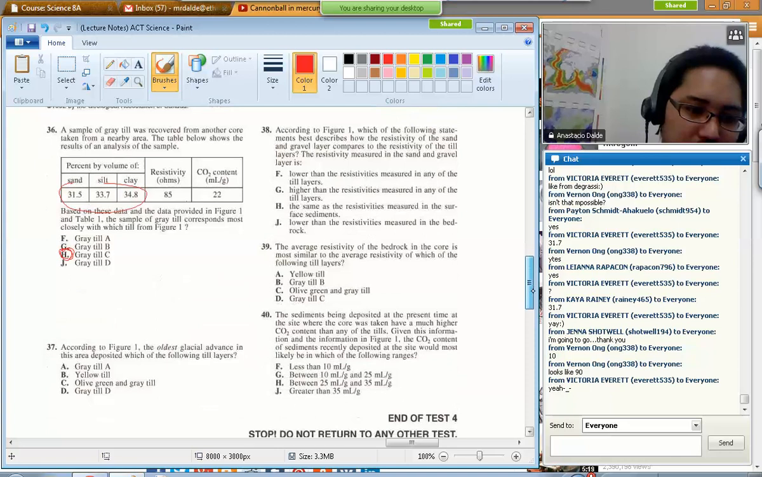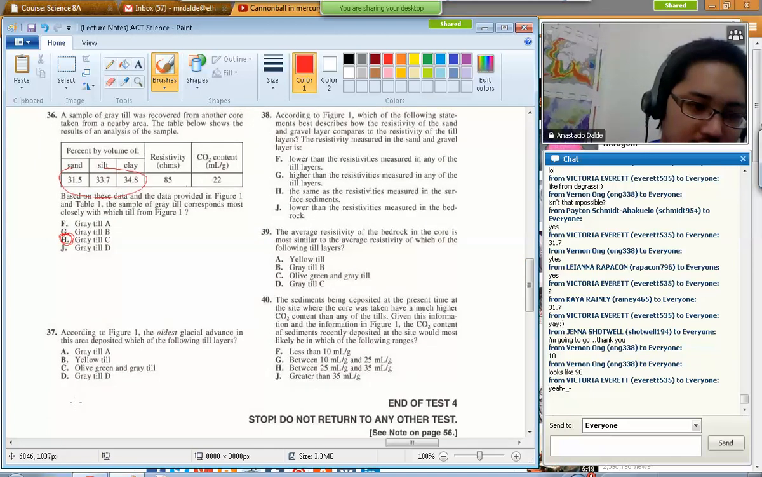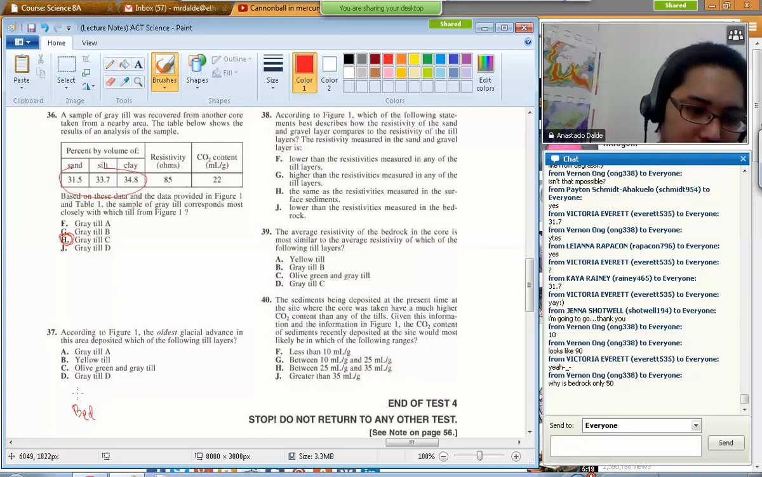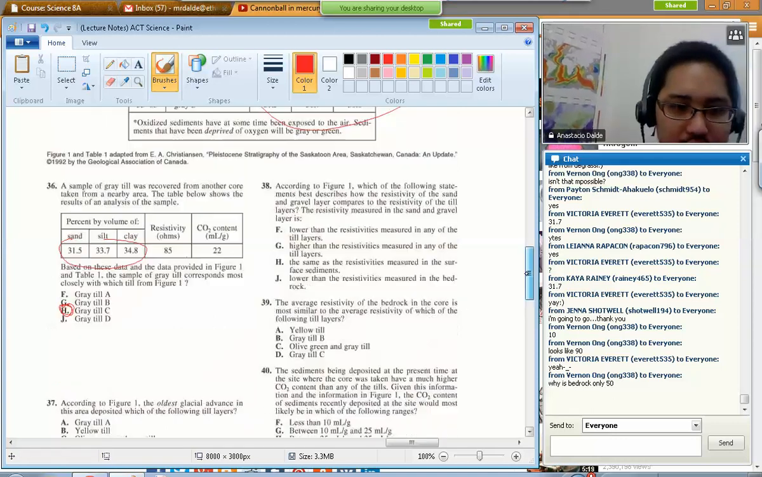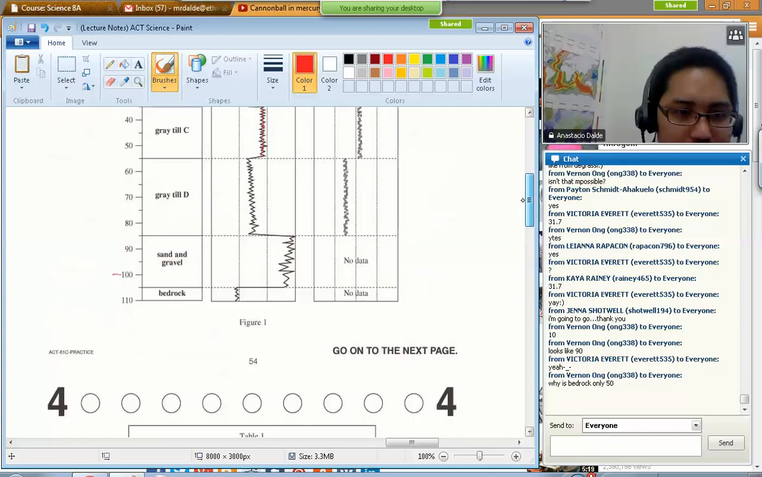So bedrock's not here. And sand. So gray till D is the next oldest. See? Gray till D.